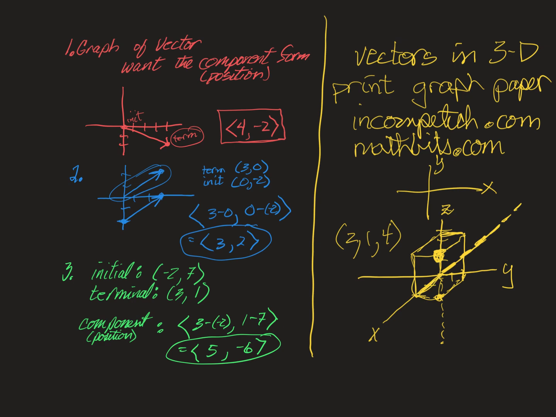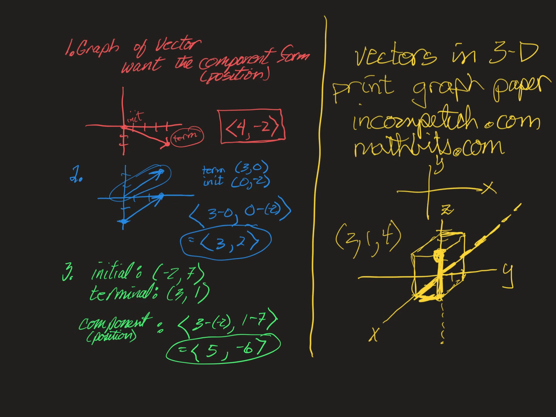So we go 2, 1, and then 4. 2, 1, 4. And that's the front corner of a box on the top of the box. All right. I'll show you this a little more in class if we need to do it, but you can look up some 3D graphing.